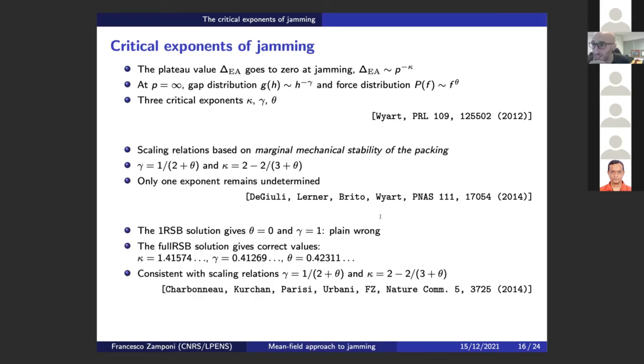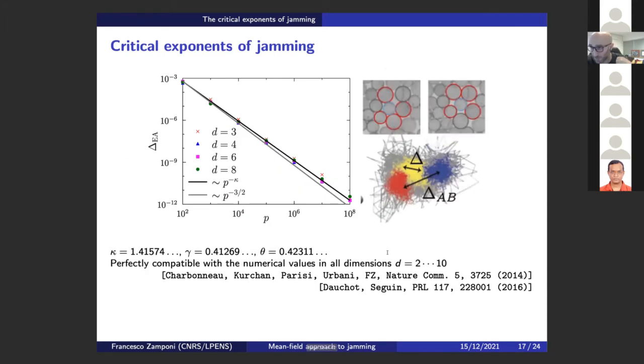Now, when we did the calculation of these exponents using the 1RSB solution, so without taking into account the Gardner transition, we found totally wrong exponents. So it's only thanks to the fact that we realized that there was this full RSB transition in the states that we could obtain exponents that are coherent with the numerical simulations and also consistent with the scaling relations. So let me describe this a little bit better.